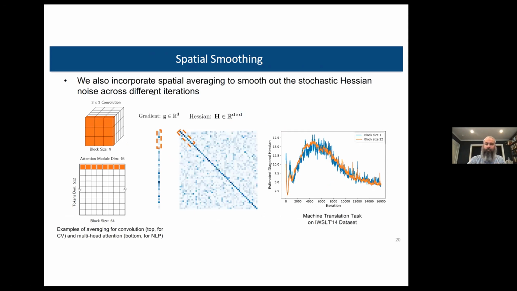So what we're going to do is incorporate spatial averaging. There'll be two different ways that we do this. One is to incorporate spatial averaging to smooth out the stochastic Hessian noise across different iterations. This can take a couple different forms, depending on the architecture or the domain. You average in a way that respects a convolutional block, or if you're dealing with NLP, a way that respects a multi-head attention block. Nothing particularly fancy here, but you'll decrease the noise. Look at the y-axis here. This is a factor of, maybe not 10, but well more than 3, right? So it decreases the noise quite a bit and smooths out the stochastic Hessian estimator.